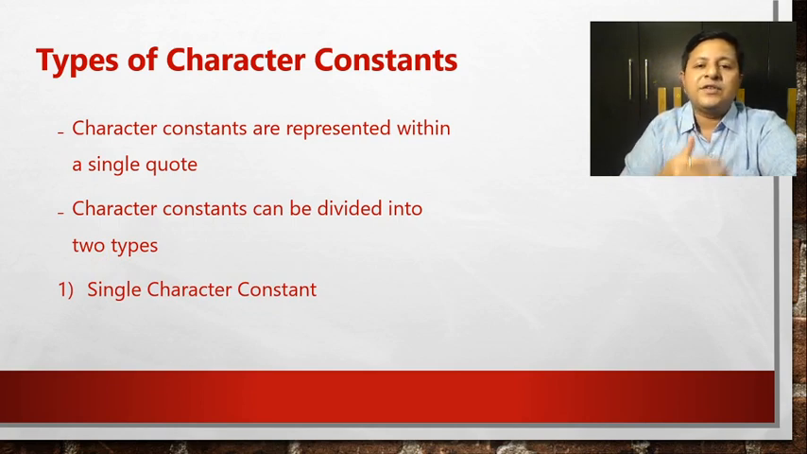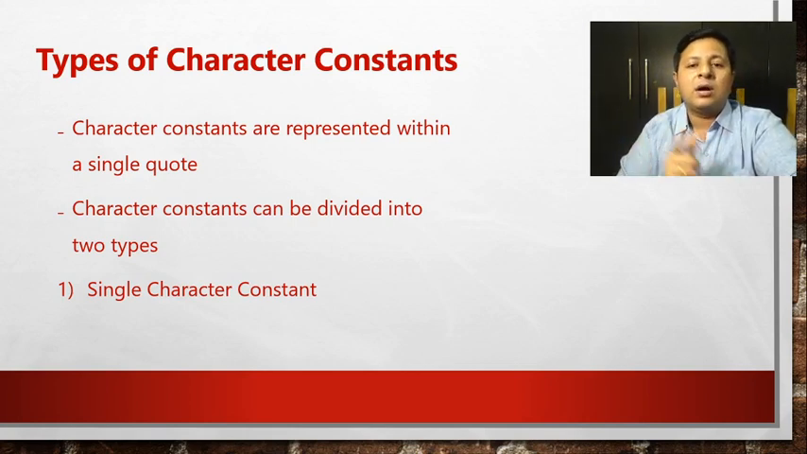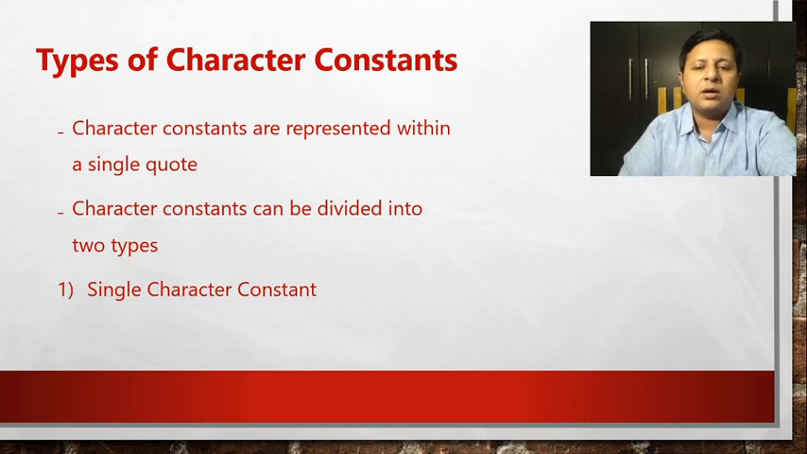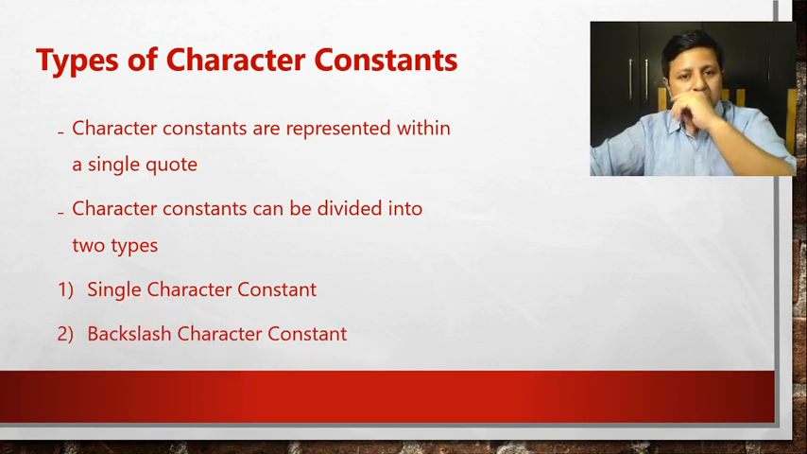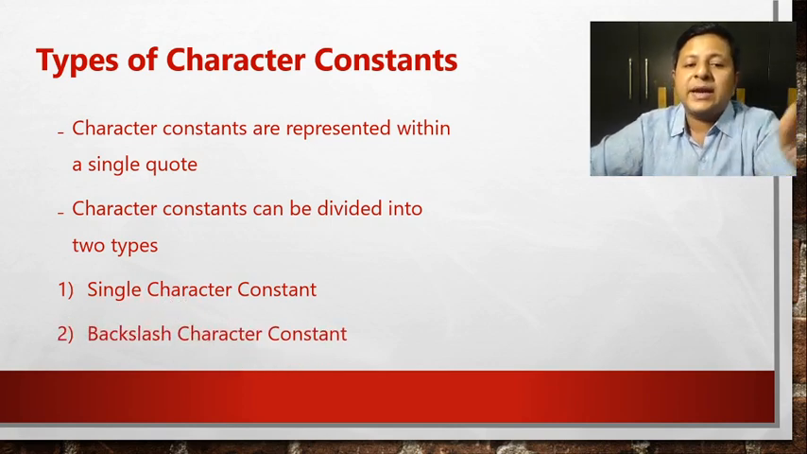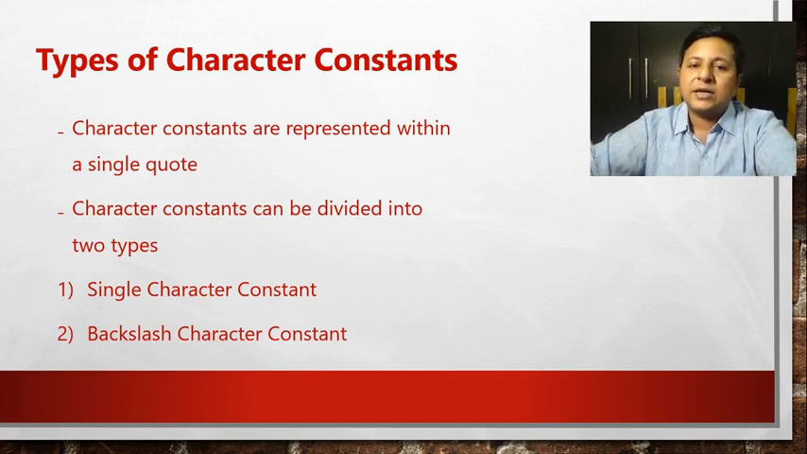If the first character within a single quote is a backslash, then one more character is allowed, again in a few cases, and that type of character constant is called a backslash character constant. So in all, there are two types of character constants: single character constants and backslash character constants. Let's see what they are.